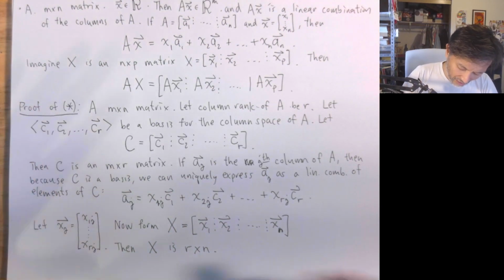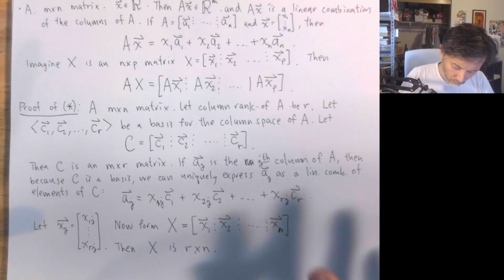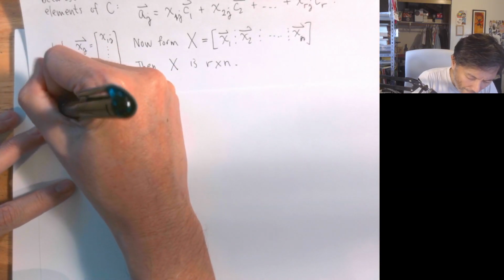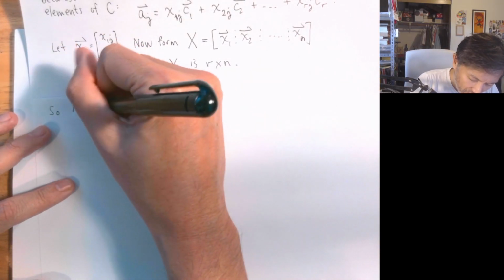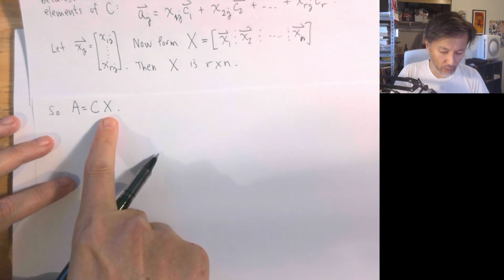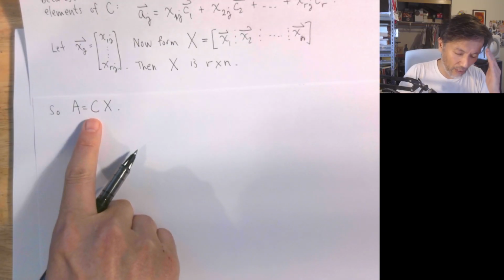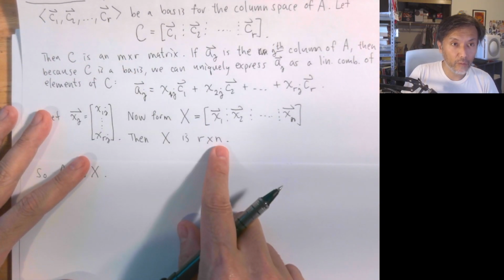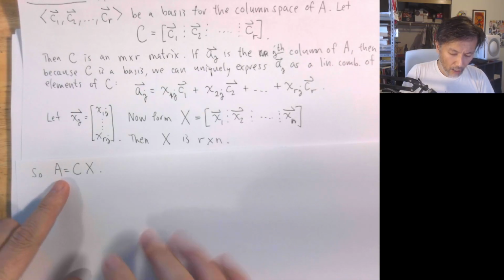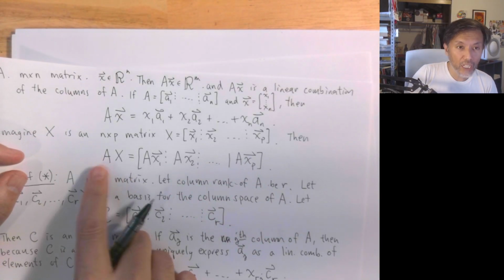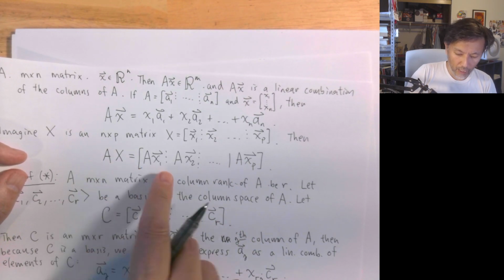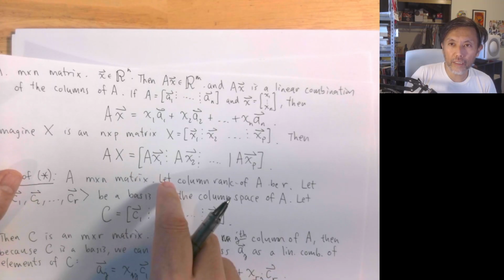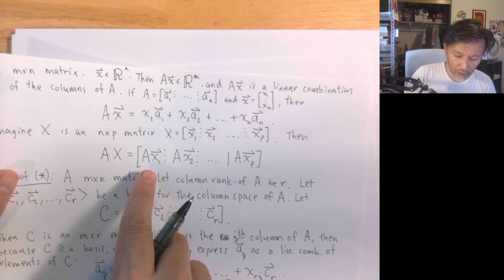But, so can I just write this? A is equal to C times X. Yes, this dimensionally makes sense because this is M by R and that's R by N. Therefore its product is M by N, which is nice because that's exactly the shape of A. But we just got done talking about how when you take a product of matrices, each column of the product is a linear combination of the columns of the first matrix.